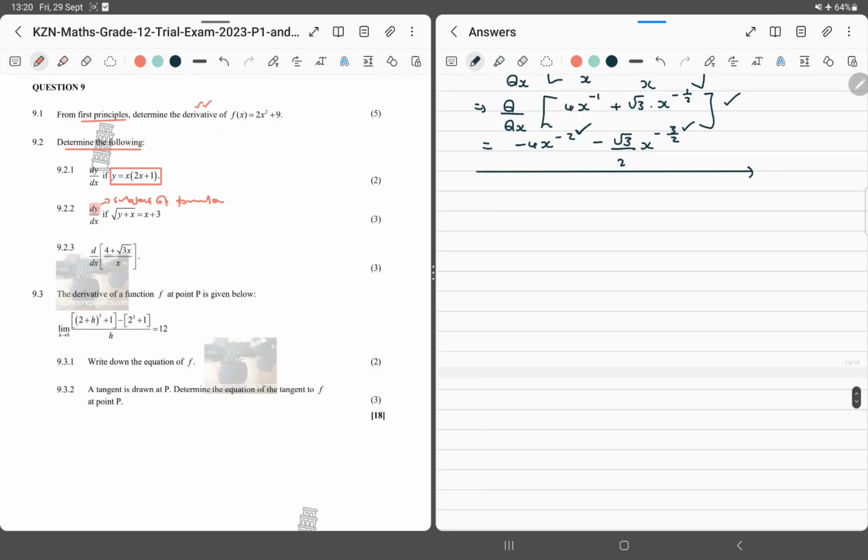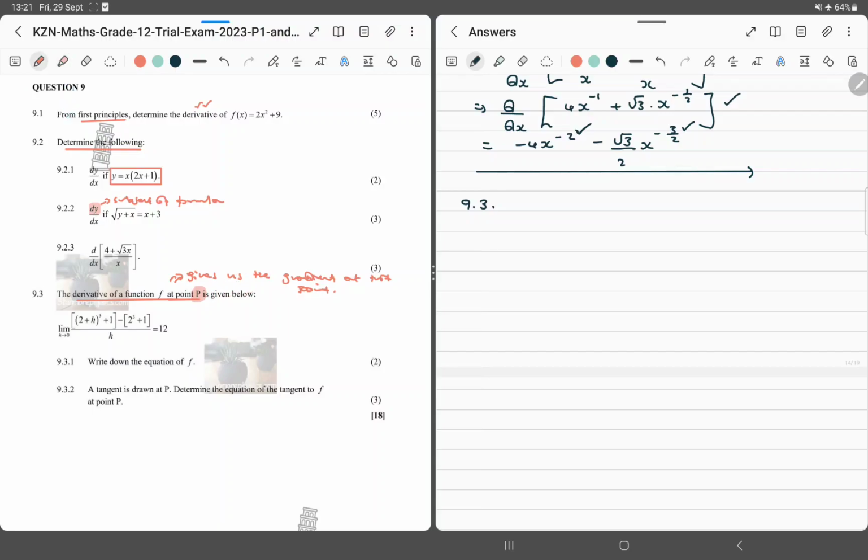Okay. Here they were in the mood to ask questions. We've got 9.3. It says the derivative of a function at a point. What is that? A derivative of a function at a point gives us the gradient at that point when we substitute that point into the derivative. Now we're given that point is p.